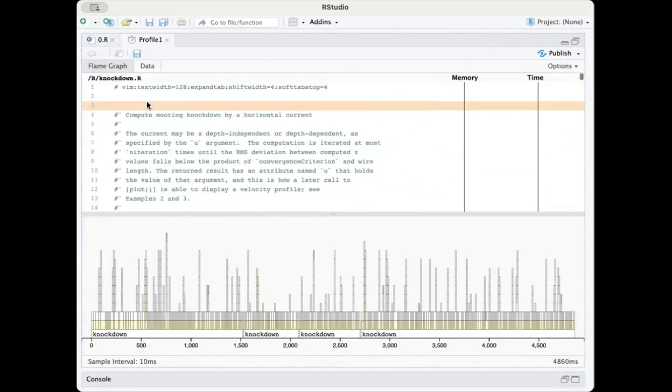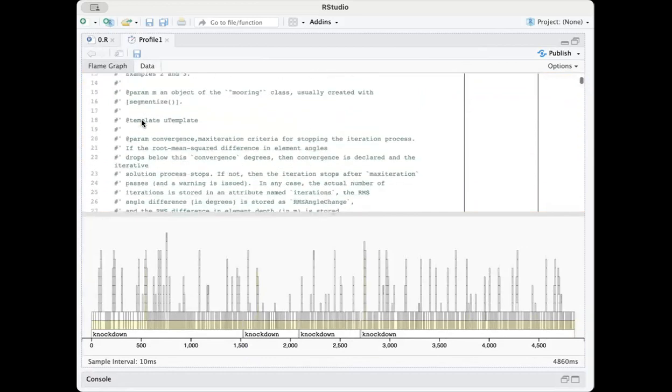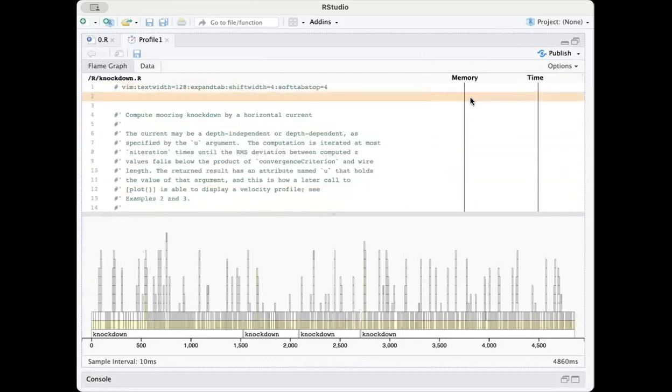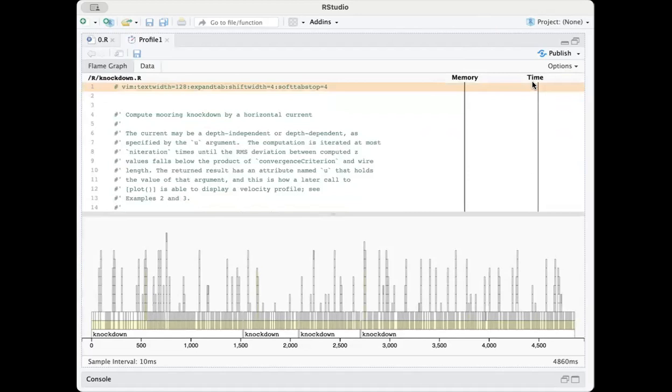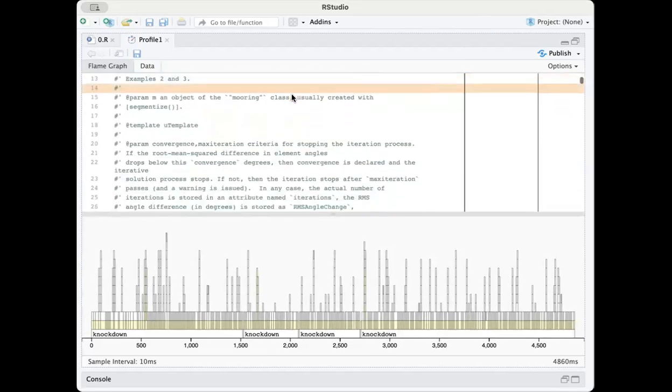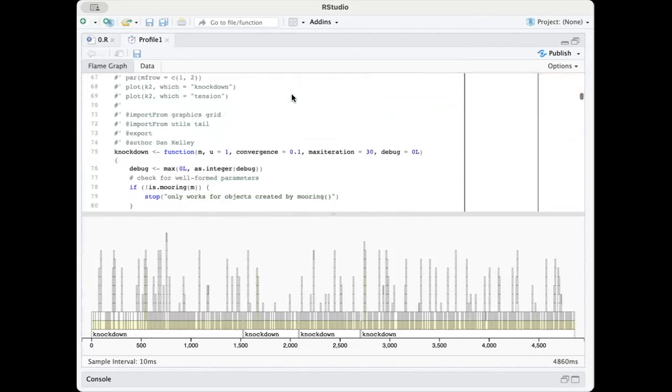And all this stuff is Roxygen comments, if you're familiar with R. And over here on the right, the first vertical line will be some measure of memory in some unit, and the second one will be some measure of time in some unit. If you do question mark profvis, you can figure out what those units are.